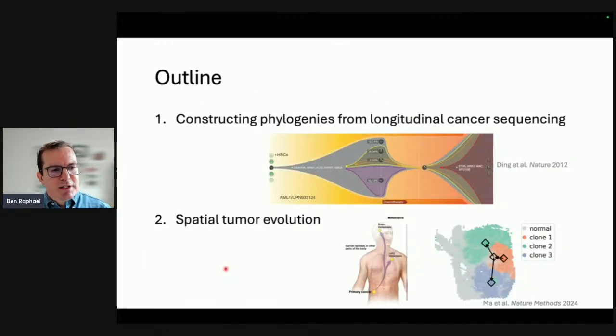First is how we construct phylogenies from longitudinal cancer sequencing, where we might have sequenced a tumor from one individual at multiple time points. And second, how we might study the evolution of a tumor over space, and actually do this over two scales. One, the scale of an individual, where the primary tumor leaves through the bloodstream and seeds metastases at different sites. This is a form of spatial evolution. And then also at the micro scale, where we're looking within a single tumor sample and looking at how that tumor has grown and mutated at the scale of micrometers.